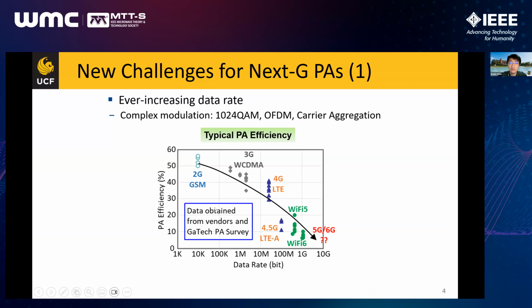But as you can see from this figure, as we evolve in wireless communications, where the x-axis is the data rate from 2G all the way to 5G and beyond, the typical PA efficiency drops dramatically from 50–60% in 2G all the way down to only 10% or even below in the latest standard. And the root cause for this is the modulation.